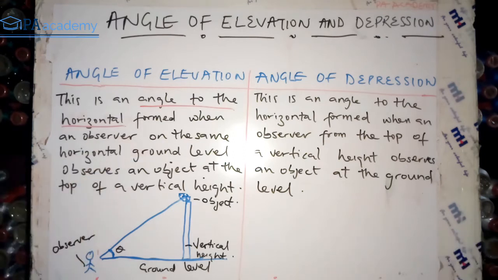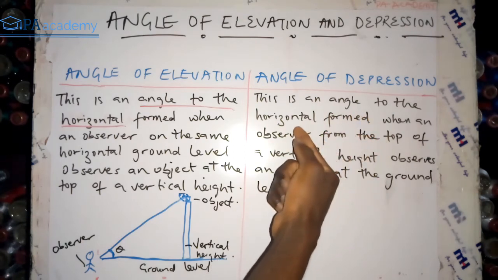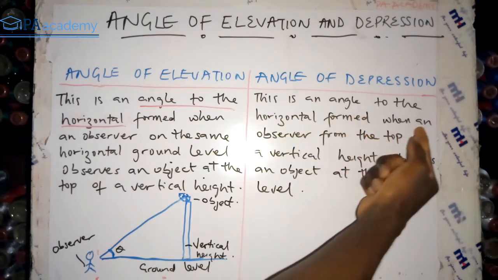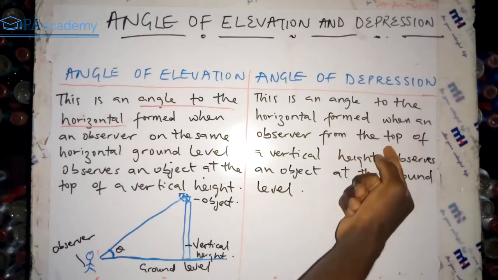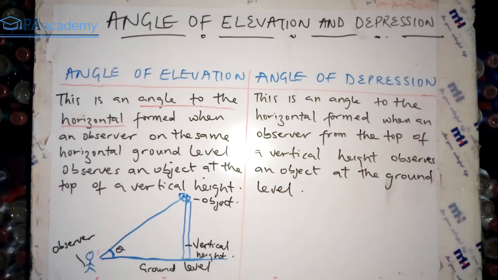Now let's look at the angle of depression. It says this is an angle to the horizontal formed when an observer from the top of a vertical height observes an object at the ground level. So let's represent this also in a diagram. First, let's draw our ground level.